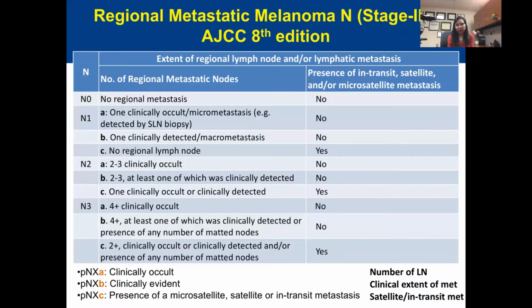So for N staging, we have N1, 2, and 3, and each one has A, B, and C. A for every N1, 2, and 3 is basically based on the number of clinically occult lymph node positivity, and B staging is again based on the number of clinically detected nodes. A is one, and B is two to three clinically detectable. And C is a little bit different. C is mainly for the presence of the satellite or microsatellite, as I mentioned. If the patient has satellite or microsatellite, even without any positive lymph node, the patient will be given N1c staging.